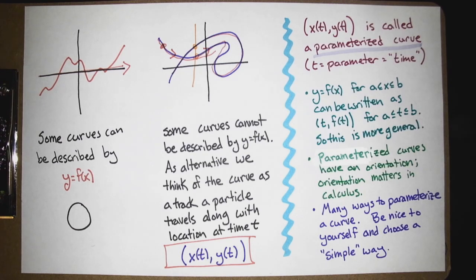Now, one other thing to keep track of is that there are many ways to parameterize a single curve. Be nice to yourself and choose a simple way to parameterize. So if they give you a curve and say, do some computations on it, you say, what's a nice way to write this curve? Choose the nicest way that you can, because remember, we love ourselves and we want ourselves to be happy. So, all right, some pieces of advice. Any questions about the ideas of parameterized curves?